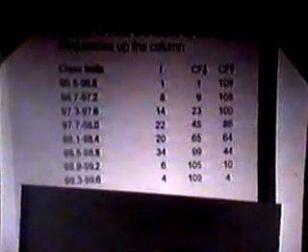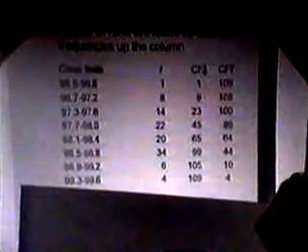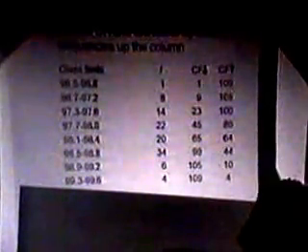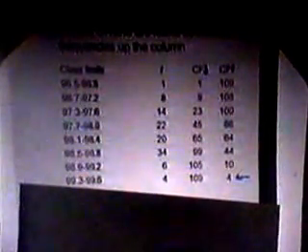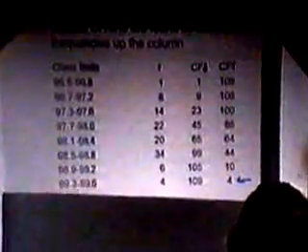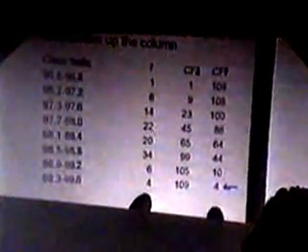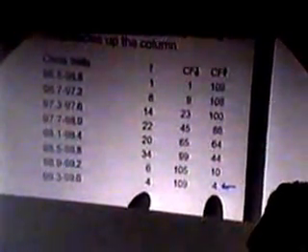The more than cumulative frequencies go up. To go up, that says you have to start down here at the bottom. You have to start at the bottom so that you can move up. You start with the last frequency, which is 4, you write it down.